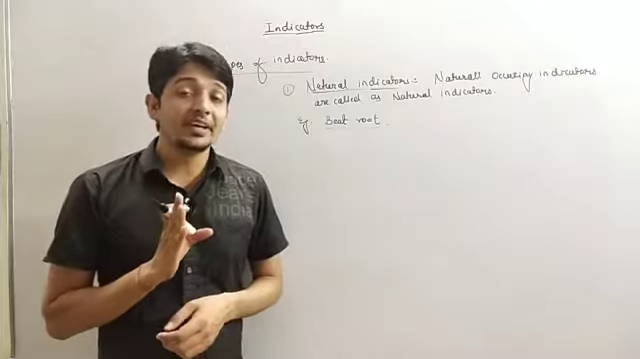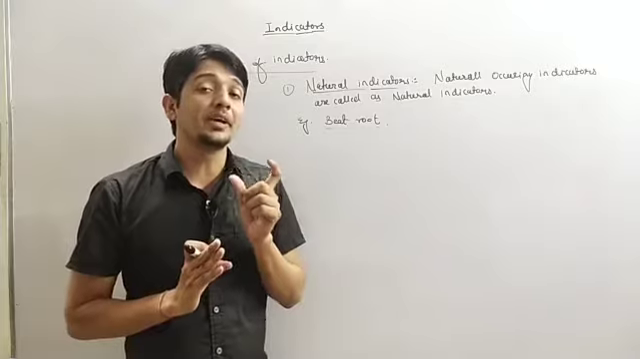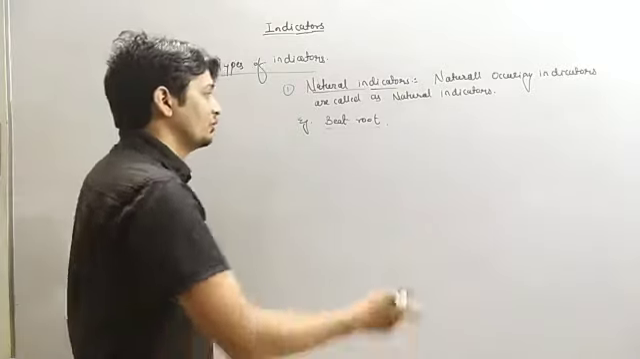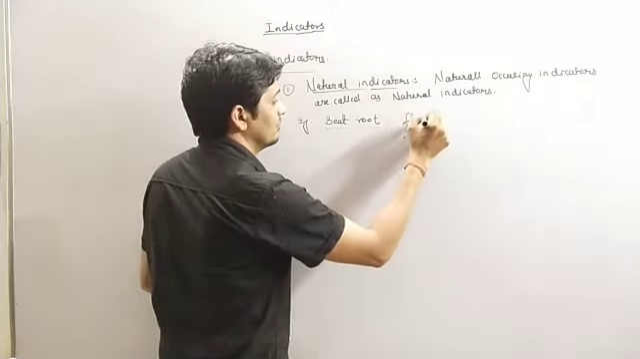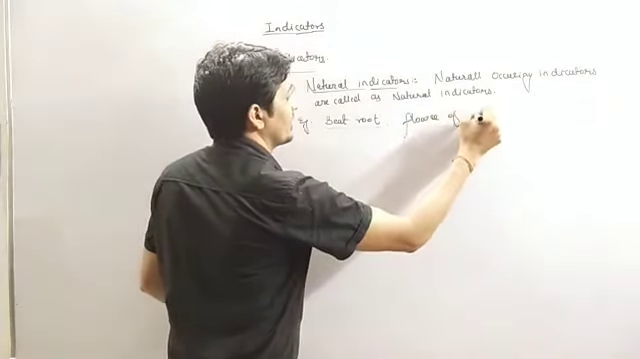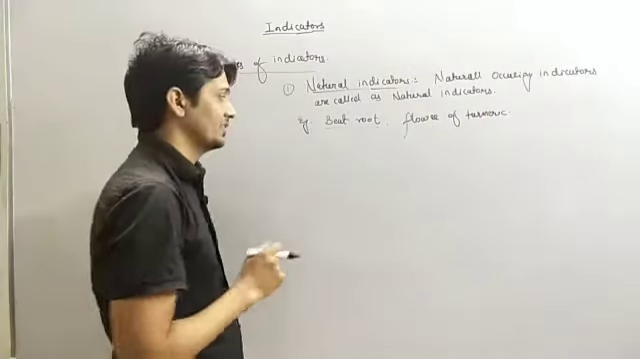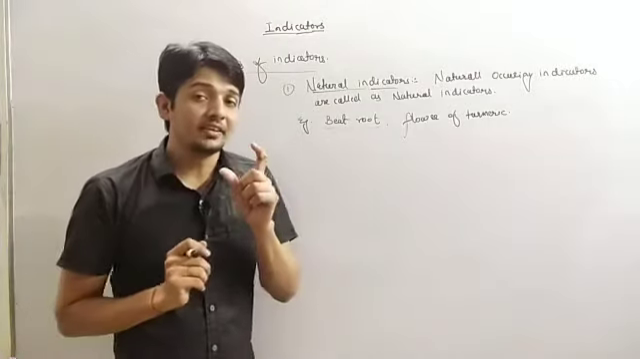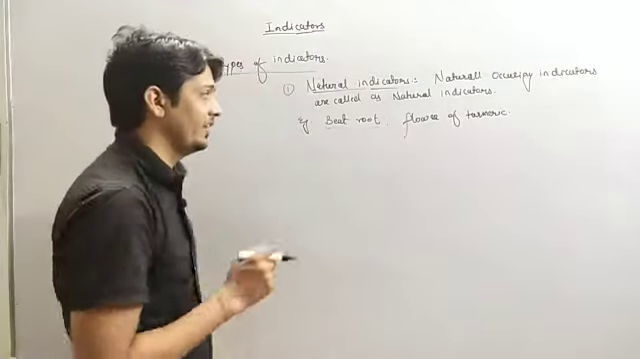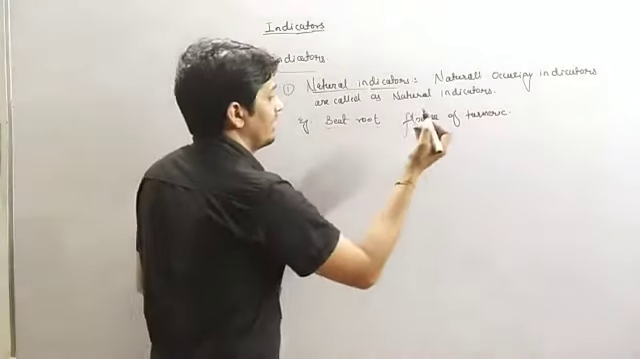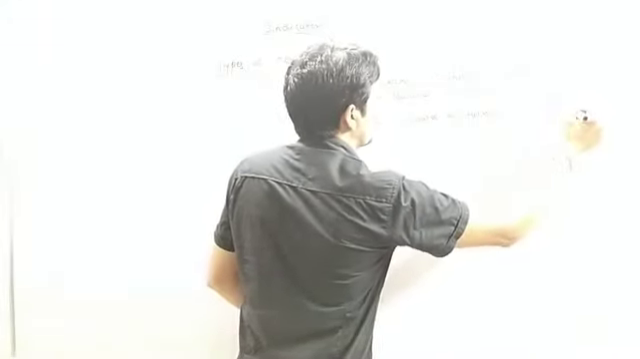The turmeric, haldi, that we use in our daily life. The flower of the turmeric also acts as an indicator. So we have to write: flower of turmeric is also an indicator. The rose flower, the petals of the rose flower, also act as an indicator. So it is again naturally occurring. So we have to write the petals of rose.